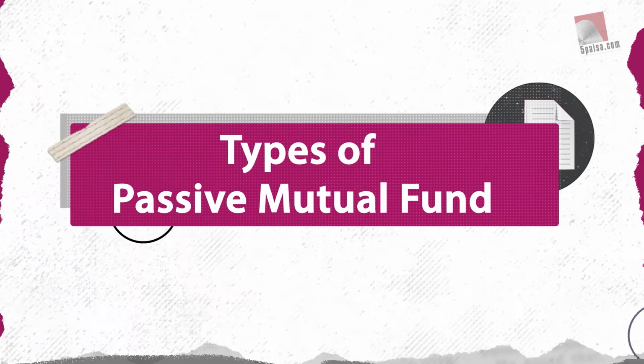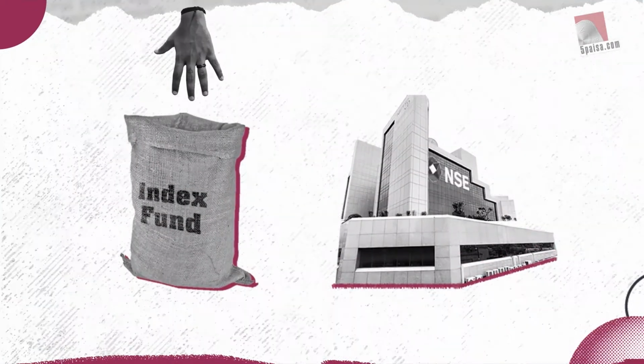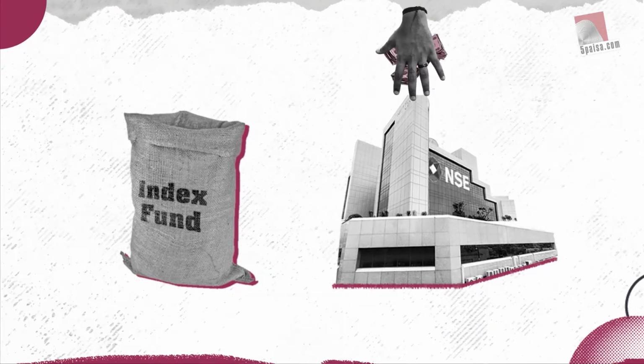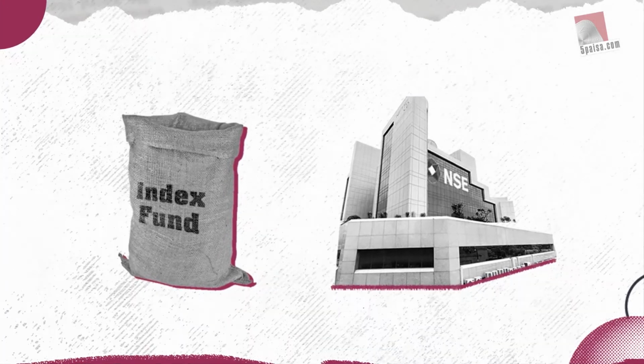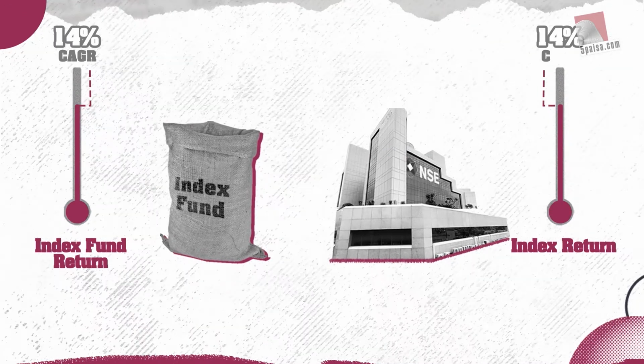Let us now look at the different types of passive mutual funds. And let's start with an index fund. So an index fund is a type of mutual fund that invests into an index and into the stocks that represent that index. And they also provide the same return as the index.